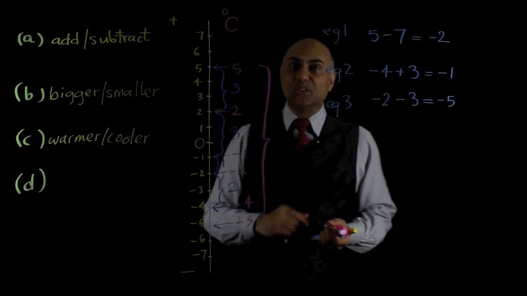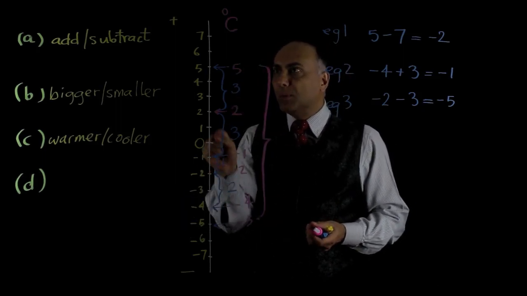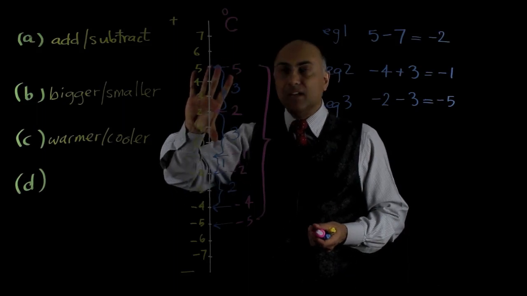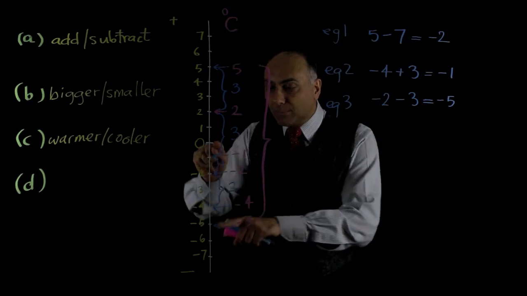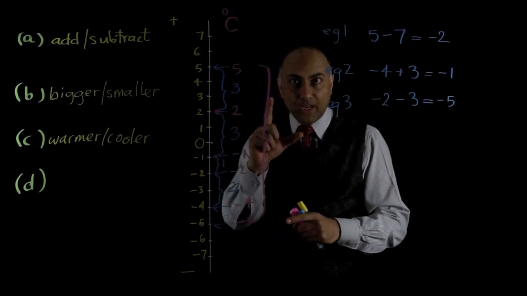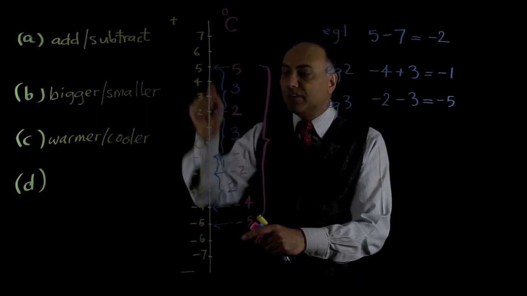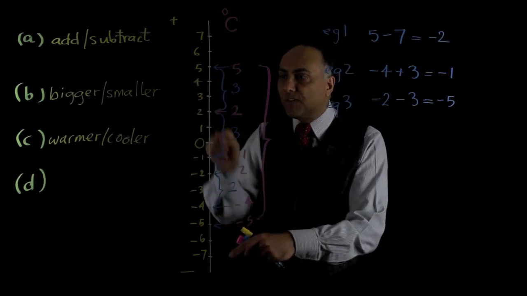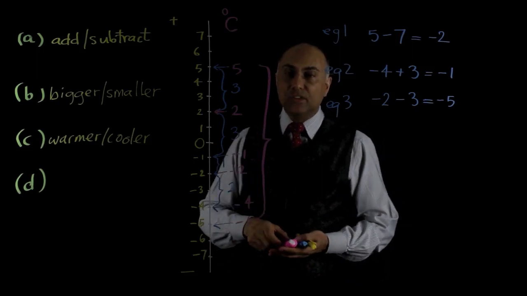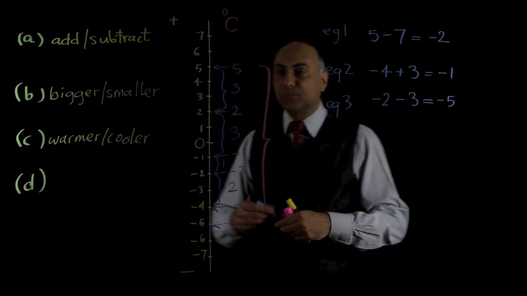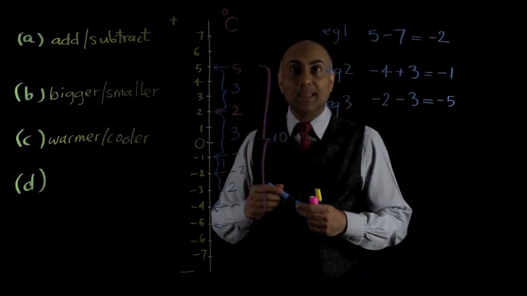Well, the easy way to do it is to say, well, 5 is 5 above 0, so the gap between 0 and 5 is 5. And the gap between 0 and -5 is also 5, but in the opposite direction. So the difference between 5 and -5 is 5 and another 5. So the difference between 5 and -5 is actually 10, because that is how far apart they are.